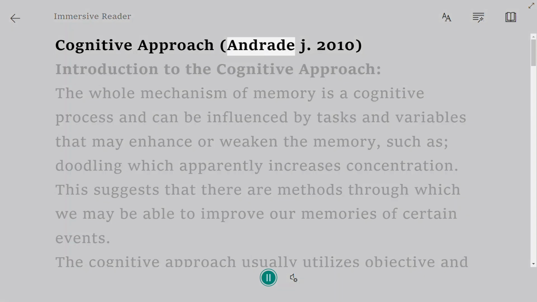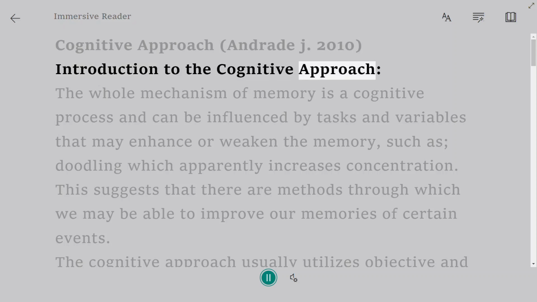Cognitive Approach, Andrade J., 2010. Introduction to the Cognitive Approach.